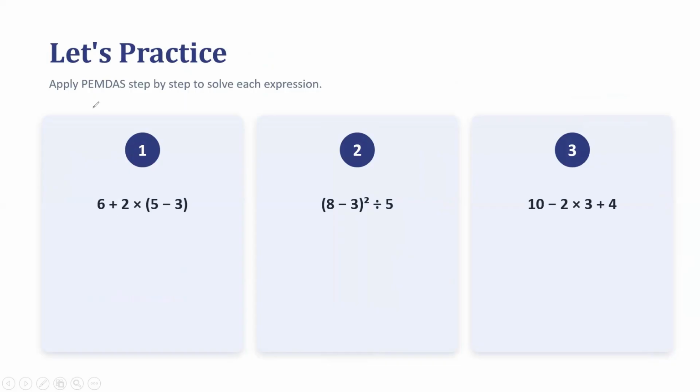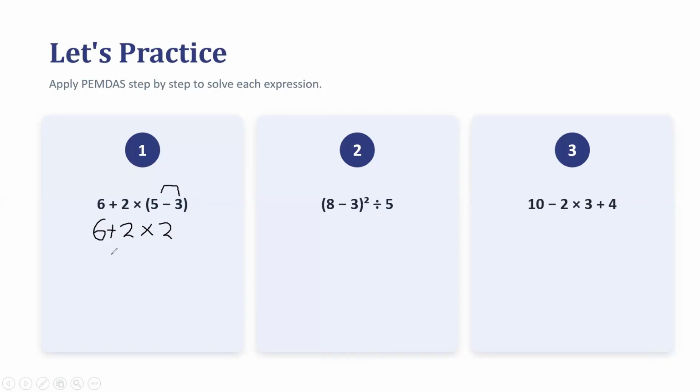Remember the first thing in PEMDAS. So we'll look at what we have in the bracket first of all. And if we look at that, it means we have 2 plus 5 times, and then if you look at everything we have in the bracket, we should have what? 5 minus 3, which is 2. And now we have this.